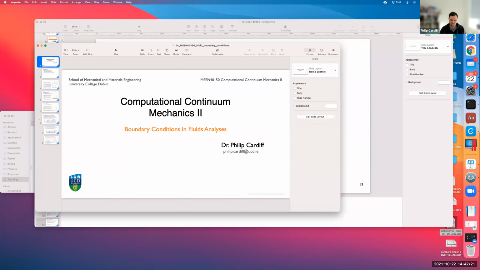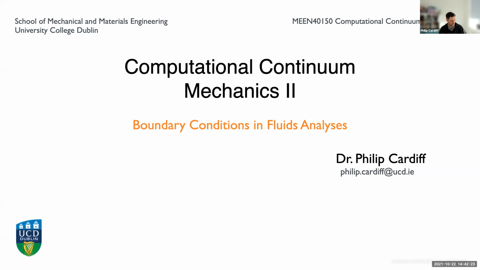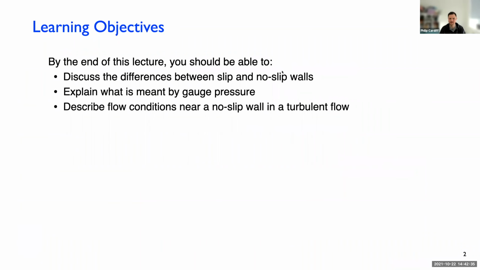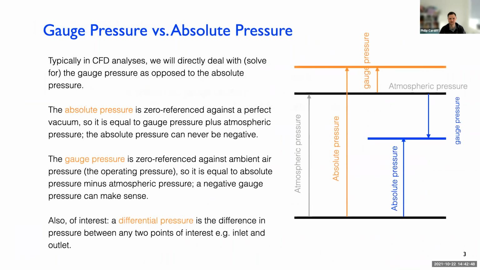I'm just going to end with a few slides on boundary conditions in the last few minutes. And this is related to turbulence as well. I'm going to talk about slip versus no slip, gauge pressure, and also the flow conditions near a no slip wall in turbulent flow. Once again, these will help you answer some of the quiz questions as well.